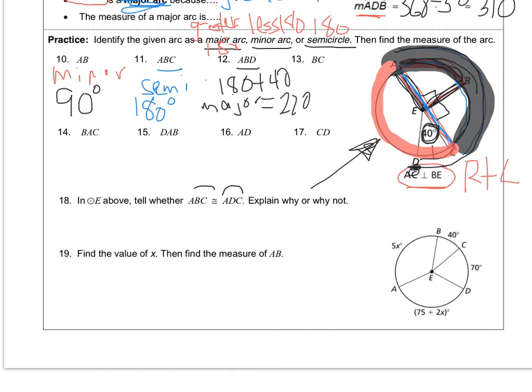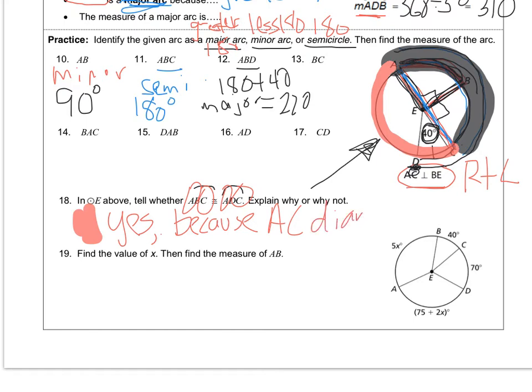And so, yes. Oops, I forgot to switch back to my pen. Yes. And there's several things you can say, but really the easiest thing to say is because AC, notice how AC is two of the points in both of those arcs, because AC is the diameter. It's going to cut the circle in half into two equal parts, right?